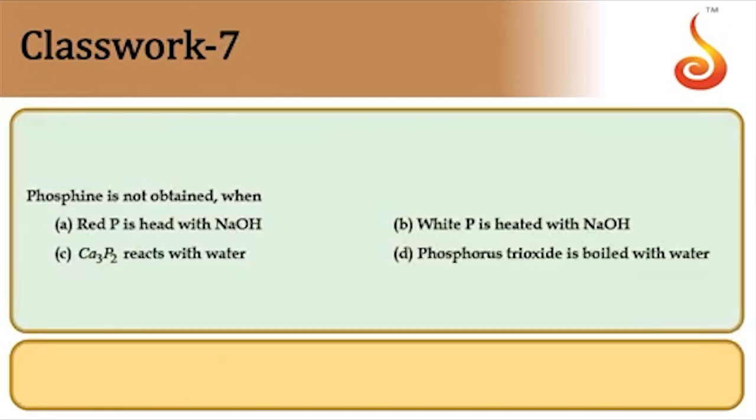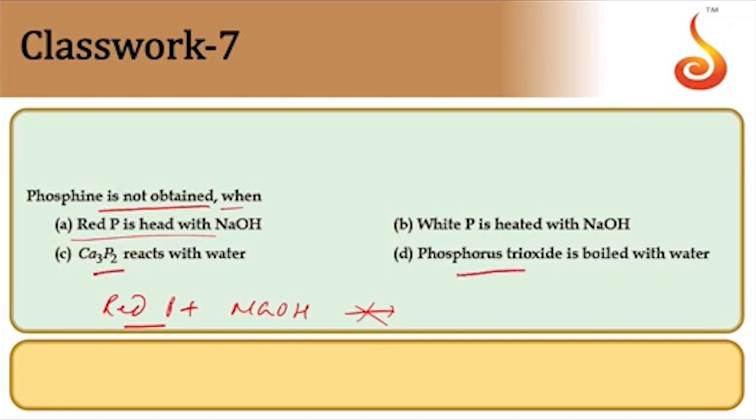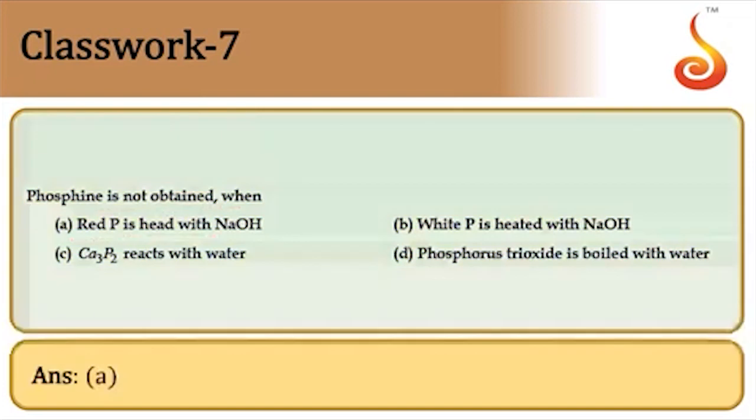Then, phosphine is not obtained in which reaction? Red phosphorus and NaOH: if you take red P plus NaOH, there is no reaction at all. White phosphorus only reacts with NaOH to produce phosphine gas. Calcium phosphide also hydrolyzes to produce phosphine gas. Even phosphorus trioxide also gives phosphine gas. So the option is A. A is the answer here.